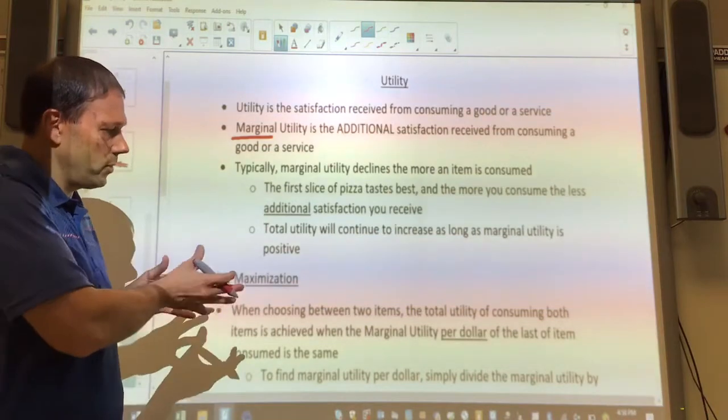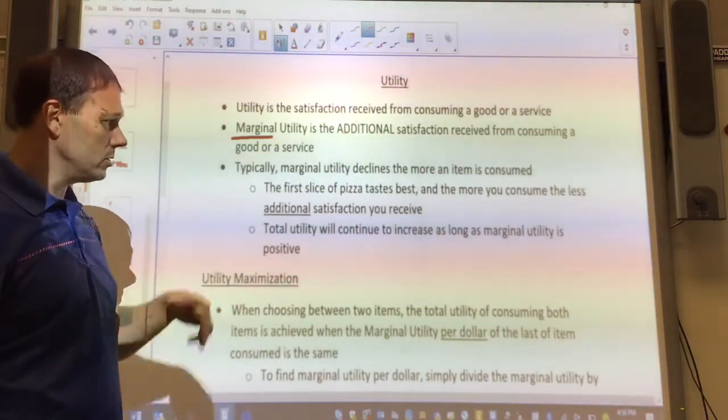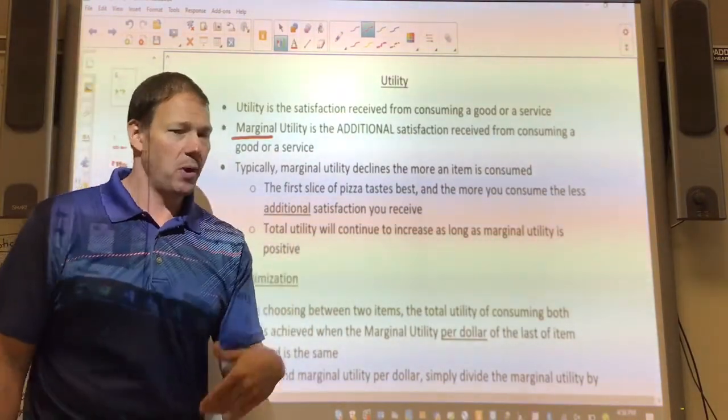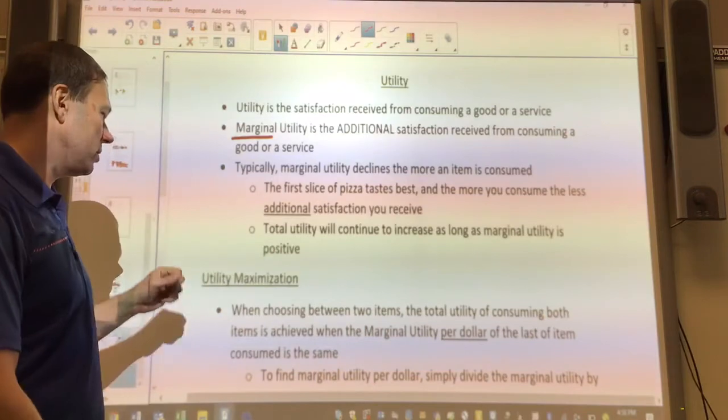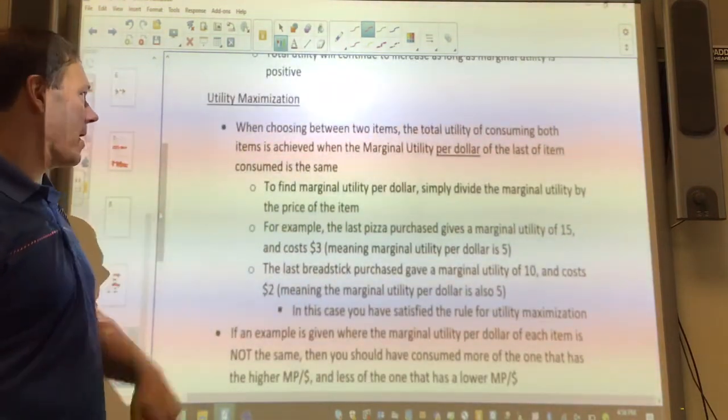So again, the first one is always the best, and it continues to decline. Now, total utility, of course, is going to increase as long as marginal utility is positive, but marginal utility tends to decrease almost immediately. And then, of course, our idea behind utility maximization.